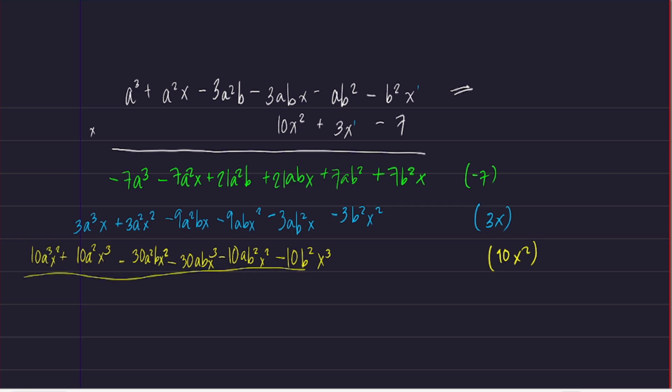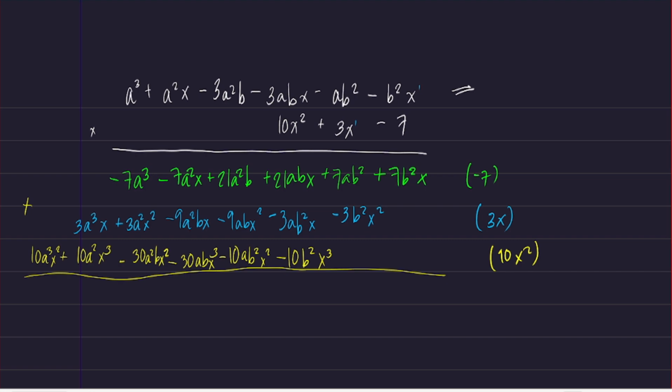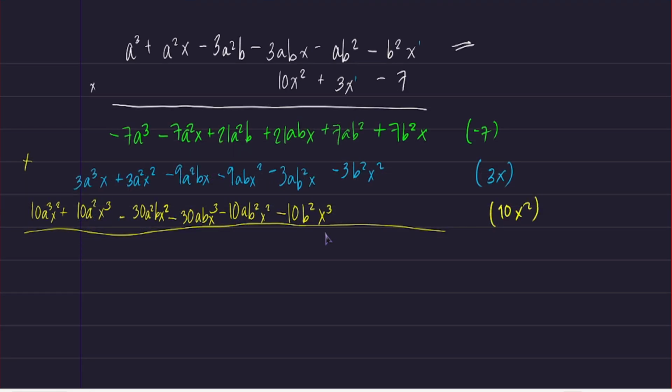So, ayan. Andito na yung mga results. Pwede na natin silang ipag-add. And let's check kung meron silang like terms. Wala silang like terms. So, ang gagawin natin, copy na lang natin silang lahat. And obviously, magiging mahaba. Sobrang haba ang magiging sagot dito. So, sulat natin, ito.